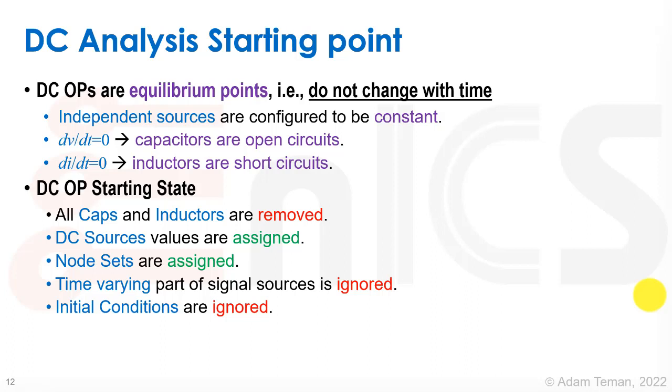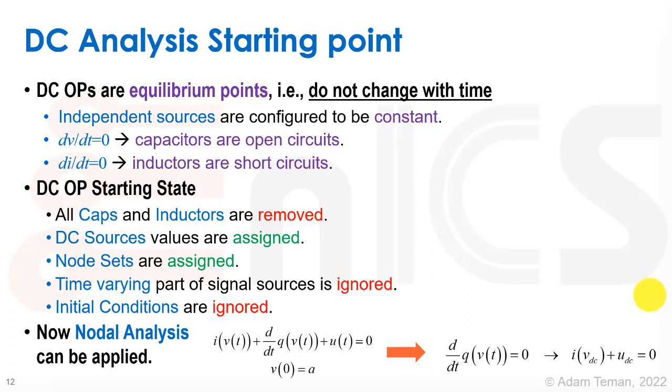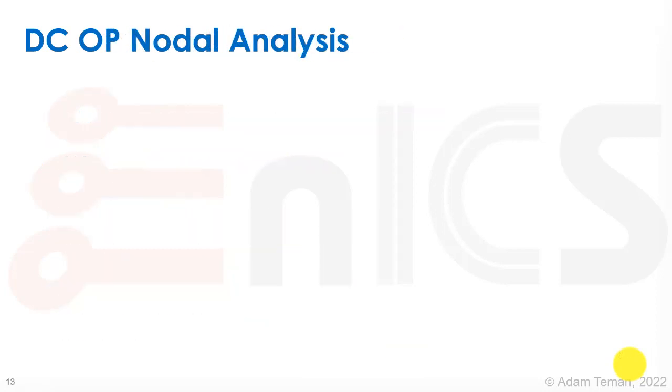On the other hand, initial conditions are ignored because they're part of a transient simulation, and we'll be discussing that later. And the time varying part of the signal sources is ignored. So V-pulse or VPWL or all these types of things, we do not look at the time varying part. And then we apply nodal analysis, which, as we showed before, is this nice differential equation over here, which we're going to solve, and we're going to find what the voltages and currents of each of the points in the circuit are. So what is this DC op nodal analysis?